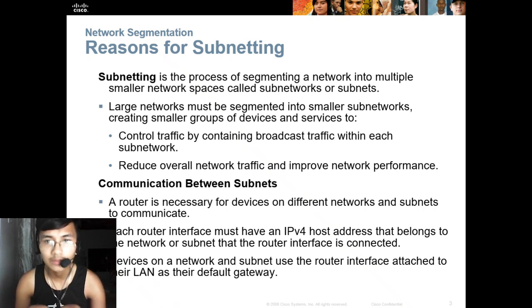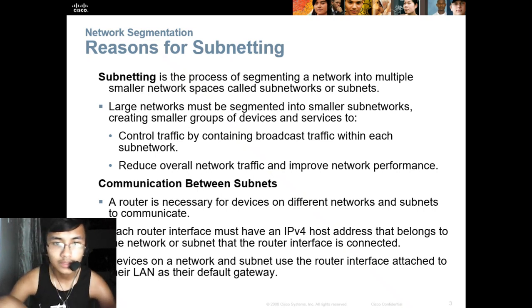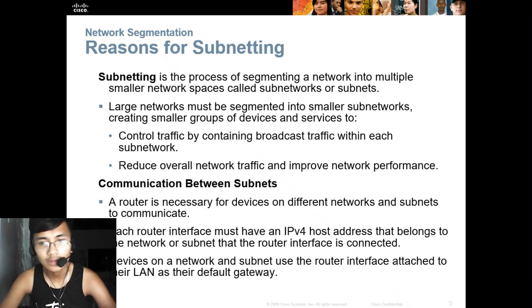Large networks must be segmented into smaller subnetworks, creating smaller groups of devices and services, to control traffic by containing broadcast traffic within each subnetwork, reduce overall network traffic, and improve network performance. Communication between subnets: a router is necessary for devices on different networks and subnets to communicate. Each router interface must have an IPv4 host address that belongs to the network or subnet that the router interface is connected to. Devices on the network and subnet use the router interface attached to their LAN as their default gateway.